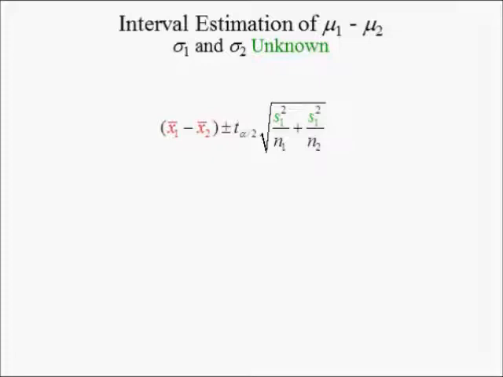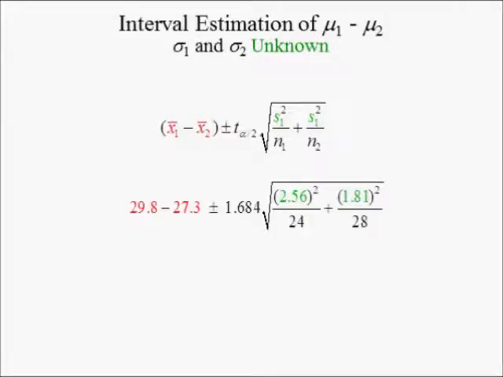Next, substitute the sample means, sample standard deviations, sample sizes, and the critical value into the equation for the interval estimate. The values in red font are the sample means. X bar 1 equals 29.8 miles per gallon. X bar 2 equals 27.3 miles per gallon. The critical value was 1.684. The sample standard deviations were 2.56 and 1.81 miles per gallon, while the corresponding sample sizes were 24 and 28.